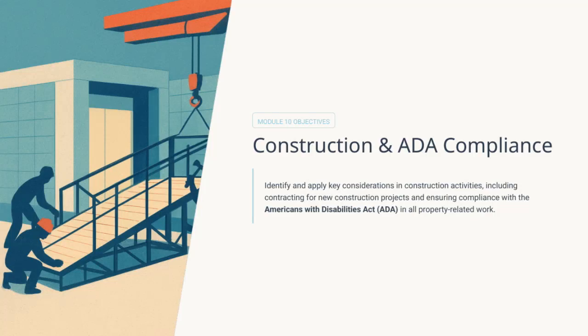Now, let's talk about how to identify and apply key considerations in construction activities. This includes understanding the details involved in contracting for new construction projects, ensuring everything is properly managed from start to finish. It's also crucial to make sure that all property-related work complies with the Americans with Disabilities Act, or ADA. This means designing and constructing spaces that are accessible and welcoming to everyone. These considerations are vital because they help us create safe, inclusive, and compliant environments. Keeping these points in mind supports the overall goal of responsible and effective construction management.